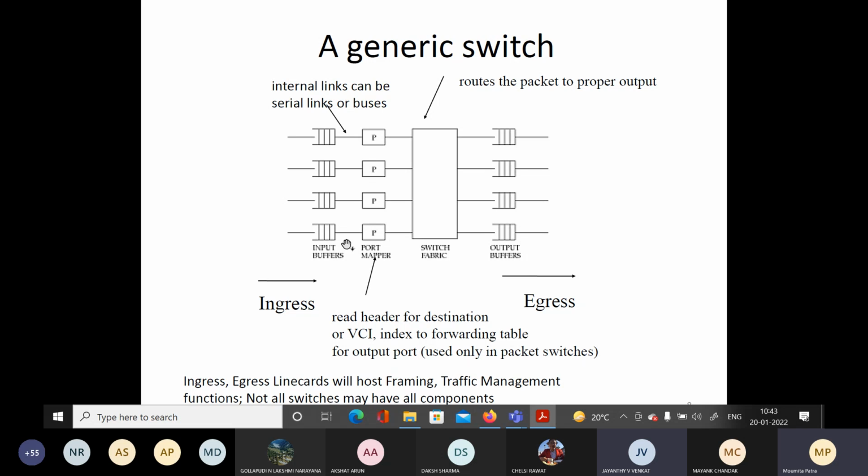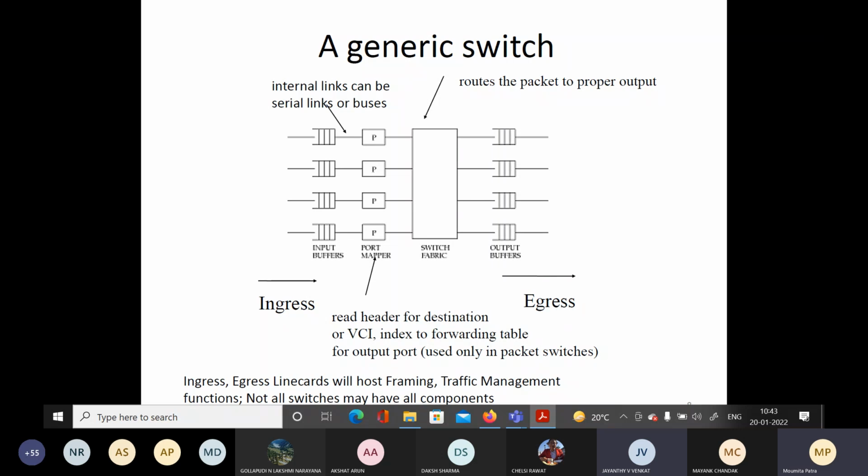Similarly, input ports will also need to have input buffers, because as I mentioned in one example, there can be scenarios where too many packets are arriving from a particular input port. In that case they need to wait. So where will they wait? For that you need a buffer here. So we have buffers at the input ports also, and at the output ports also.